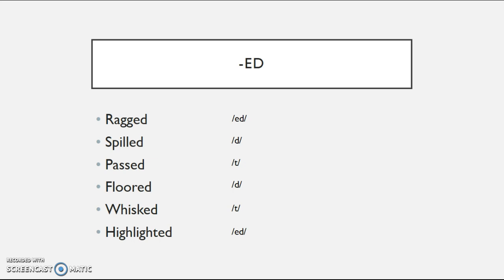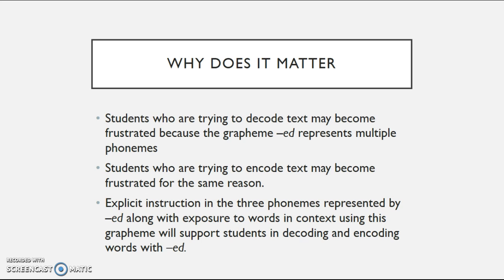So as you can see, when you're thinking about teaching students this grapheme, you really need to consider explicit teaching of the three phonemes that are attached to that. Why does it matter? Well, students who are trying to decode a text may become very frustrated because that grapheme ED represents those multiple phonemes. And so they may actually have to try multiple phonemes to find the one that sounds correct. Students who are trying to encode a text may become frustrated for exactly the same reason, and they may have to play with the spelling to see what makes sense.